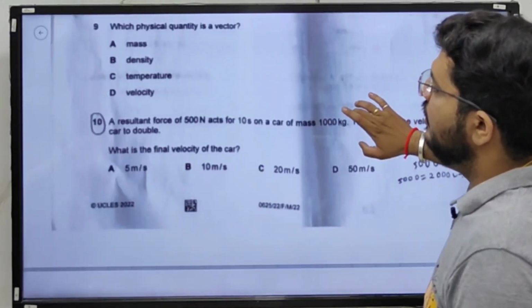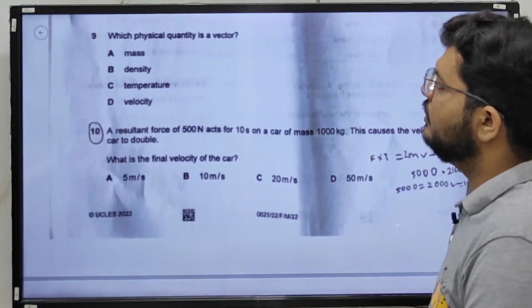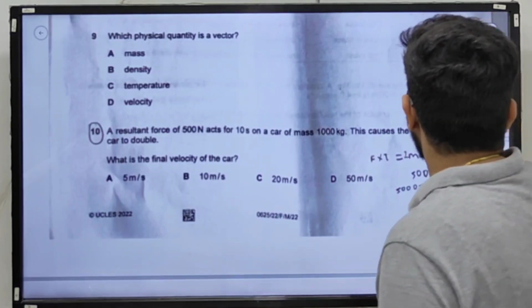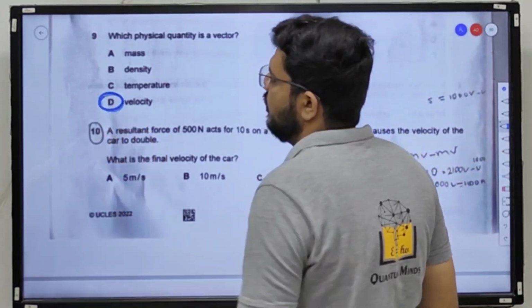Question number 9. Which physical quantity is a vector? Mass? No. Density? No. Temperature? No. And velocity? Yes. Okay.